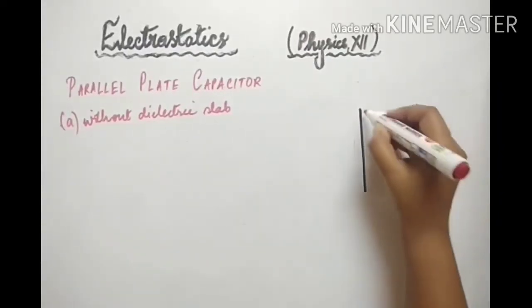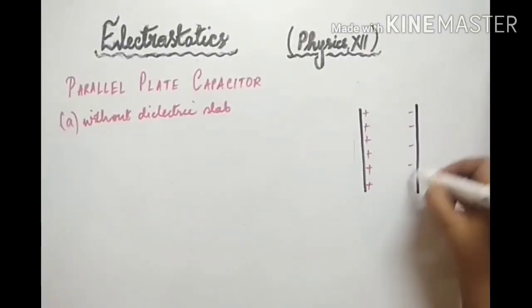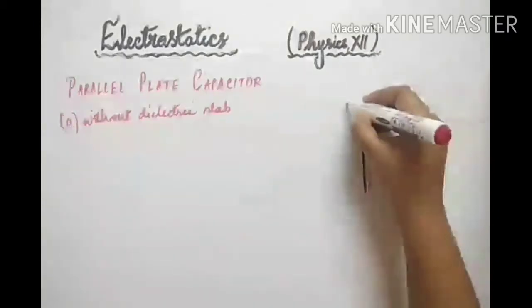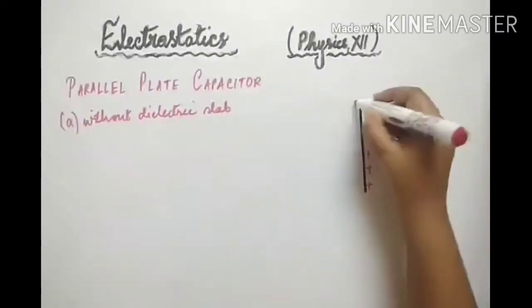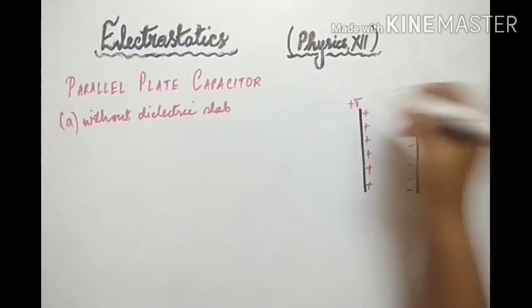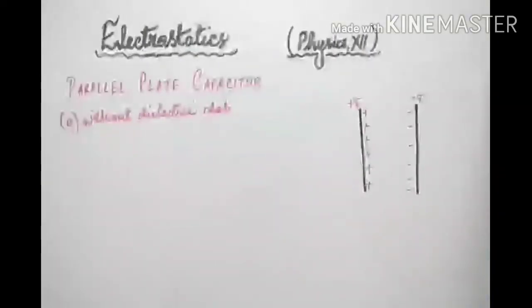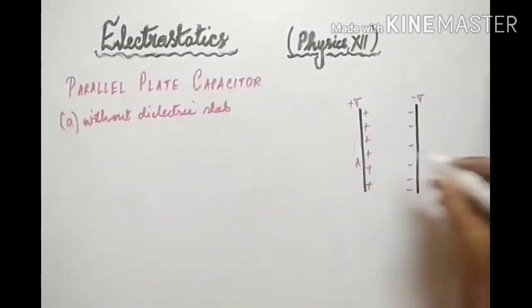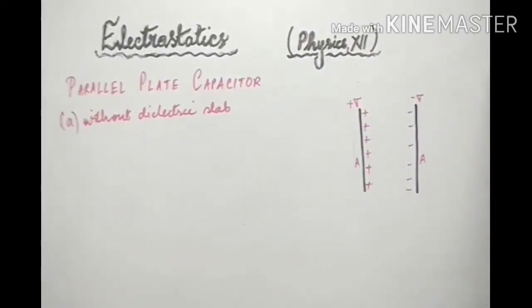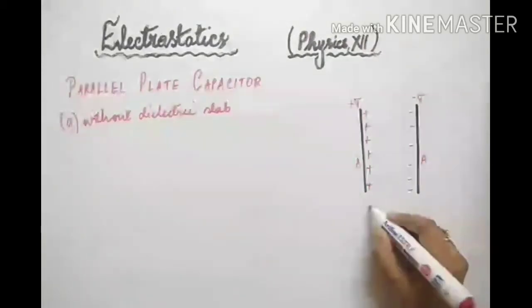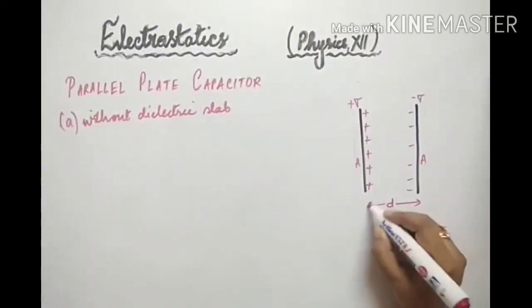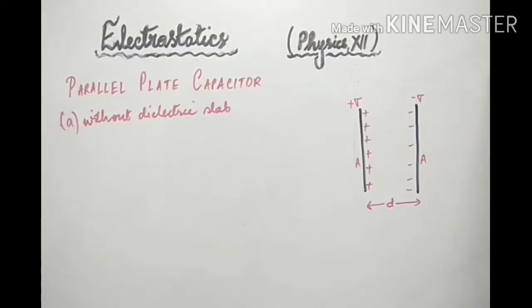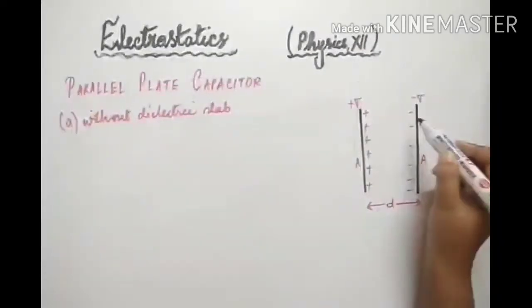So here one plate has a charge plus Q, another one has a charge minus Q, and this positively charged plate has a surface charge density plus sigma, and this one has a negative charge density minus sigma, and the area of the plates is A. Let us take the distance between them as D. So here, as you can see, positive and negatively charged plates.